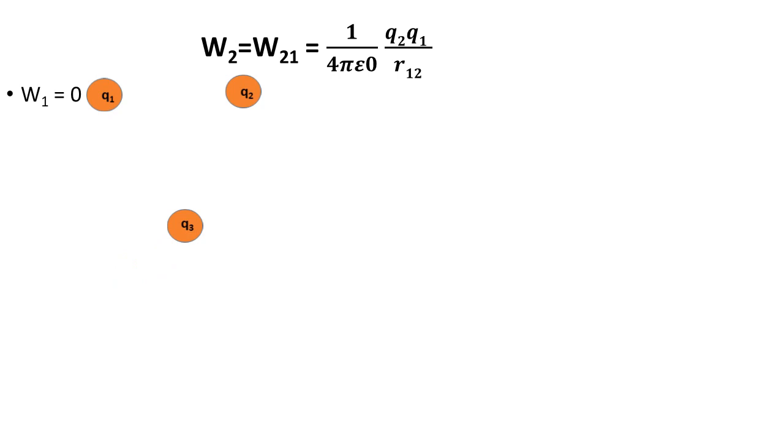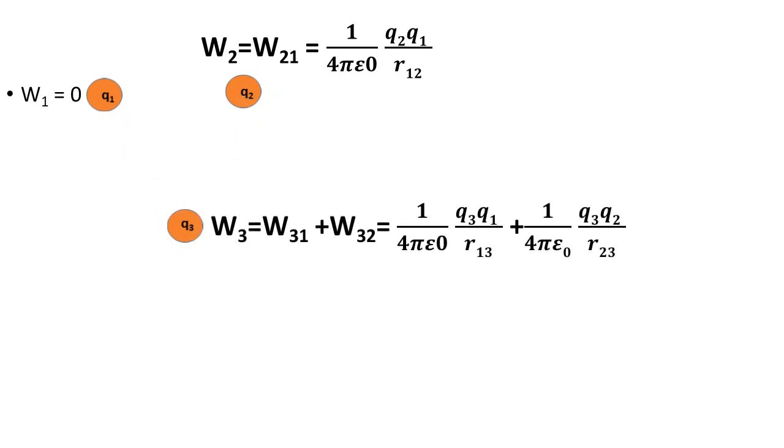When this point charge q3 is being brought from infinity, amount of work done will be against the electrostatic potential of q1 plus against the electrostatic potential of q2. So W31 plus W32 will be the total work done on q3. W3 is equal to W31 plus W32. Their values are put up.